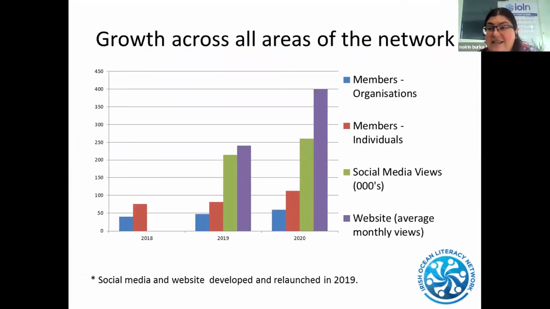We're delighted to say that over the course of the 2 years while we were running these campaigns, we have seen a growth in all areas of the network. So we have seen a growth in our membership, both in the individuals and in the number of organizations. Back in 2019 or 2018, we had around 40 organizations. We now have over 60, and we had around 80 individuals, and we now have over 110. So we've seen an increase across the network.